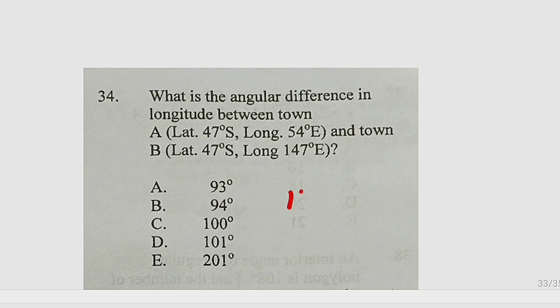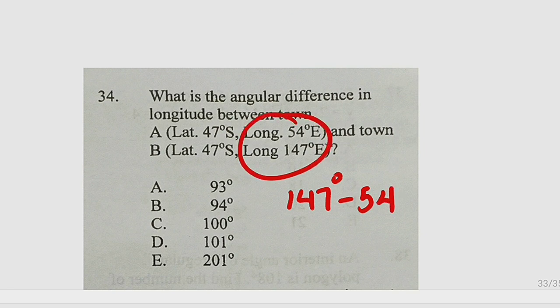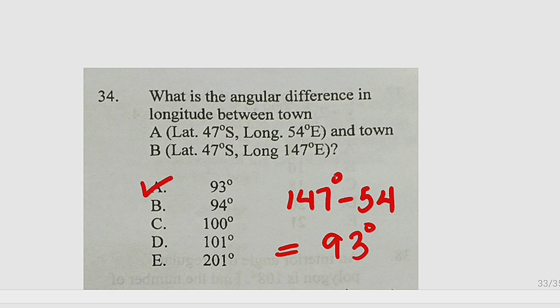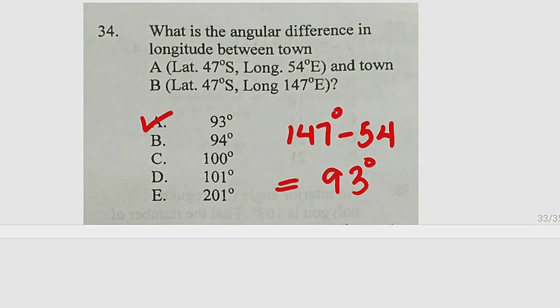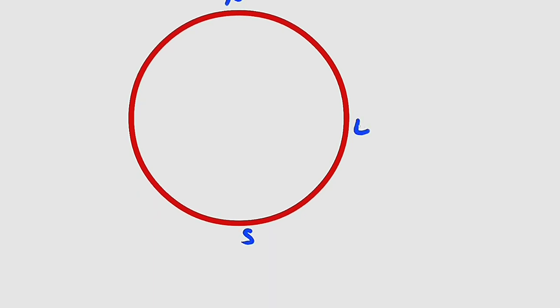So we take 147 degrees, we subtract 54. Remember, we are looking for the difference in longitude. This is longitude, and this will give us what? 93 degrees, which is this option. But I can show you this using diagram. Suppose this is on Earth. We have north here, we have the south here, we have the east here, and we have the west here.